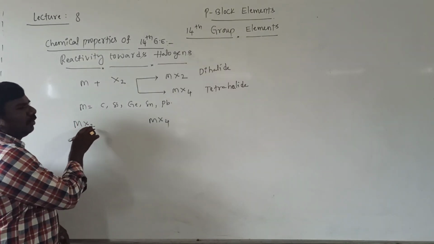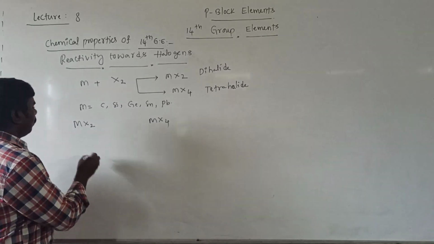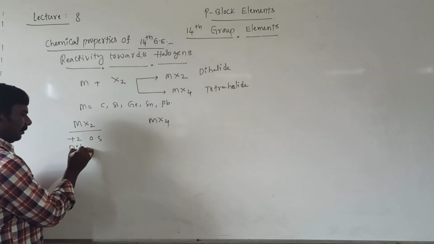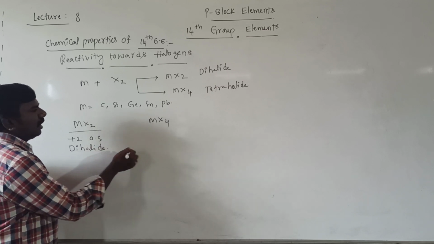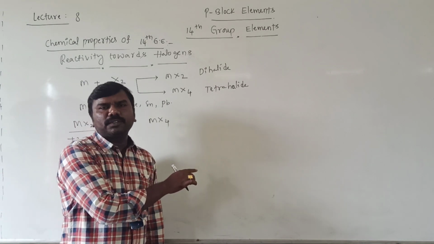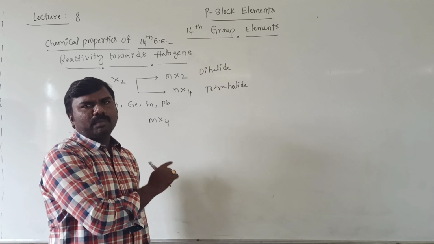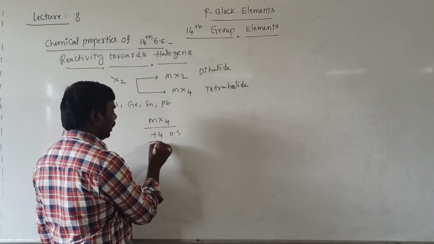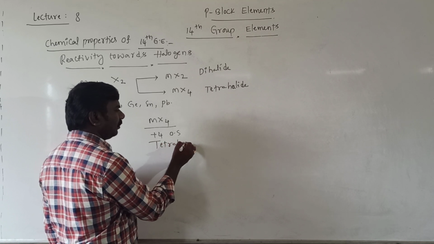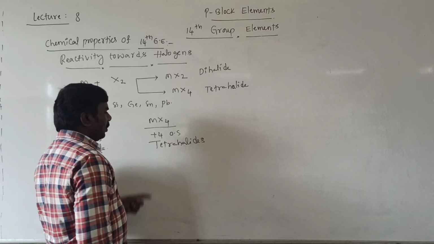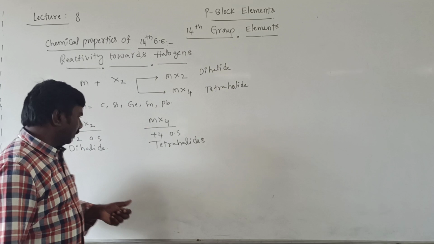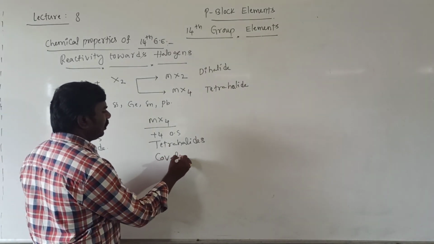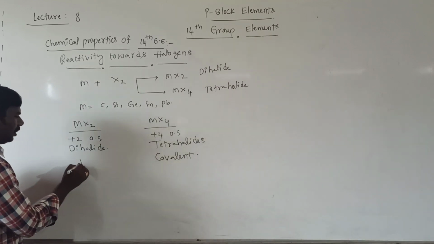So 2 into -1 is -2, so the oxidation state must be +2. It is dihalide. And here 4 into -1 is -4, so it must be +4 oxidation state, tetrahalide. Charge increases, covalent character increases; charge decreases, ionic character. So that is why these are covalent, these are ionic.